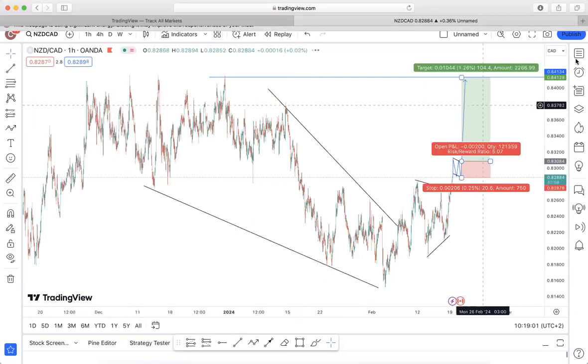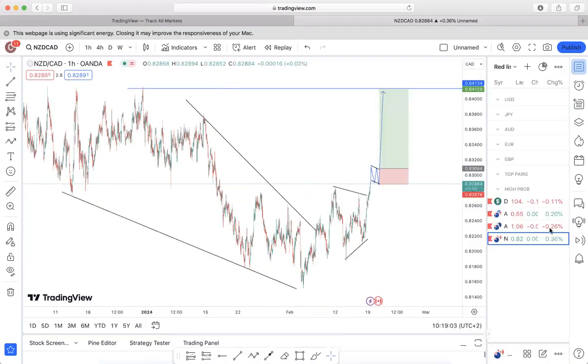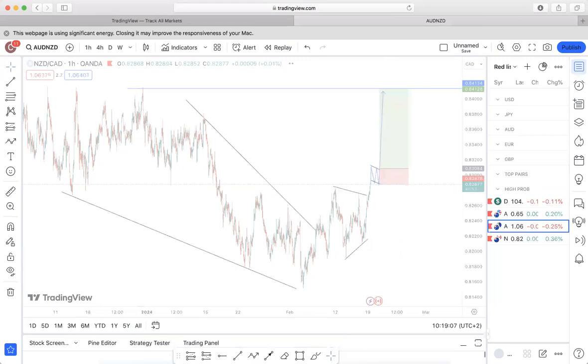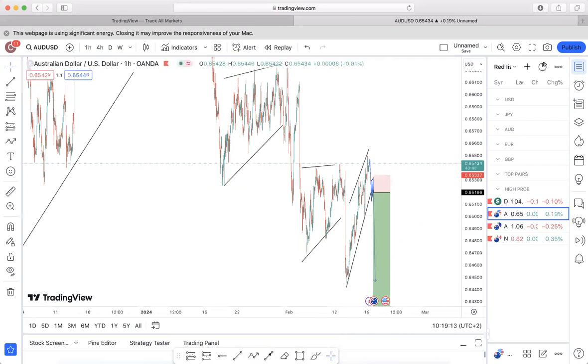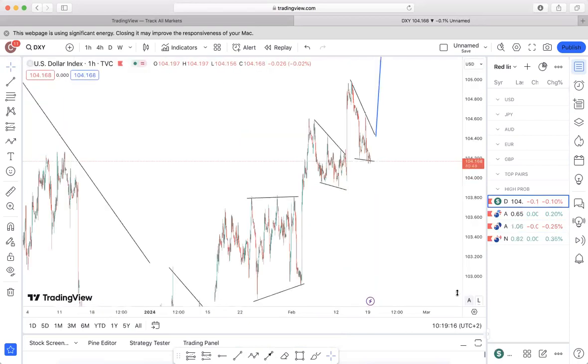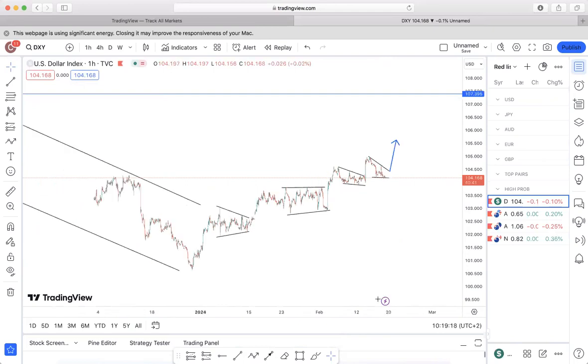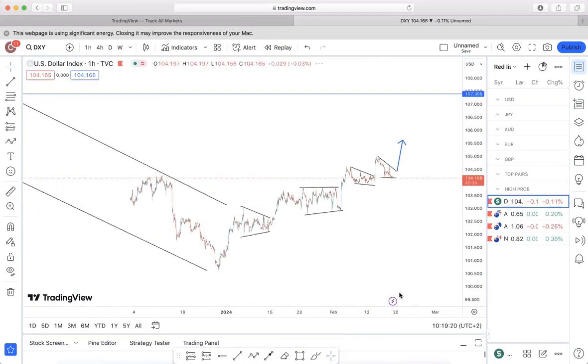So this is how my watch list is looking for this week. I'm having NZD CAD for buys, and I'm looking to sell AUD NZD. And finally, I'm also looking to sell AUD USD. And the DXY is my bias that I'm using. That is bullish in my opinion. So yeah, guys, this is how I'm looking at the market for this week. This is how my watch list is looking.